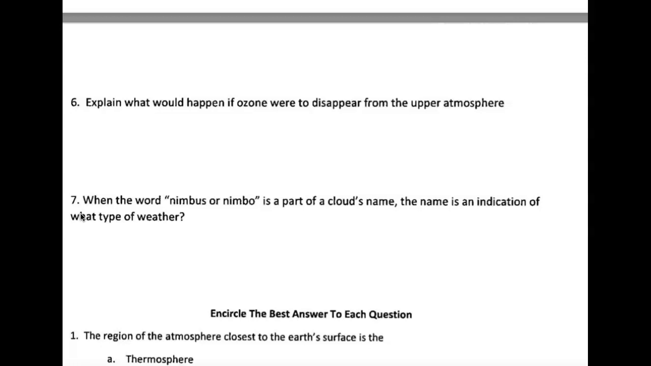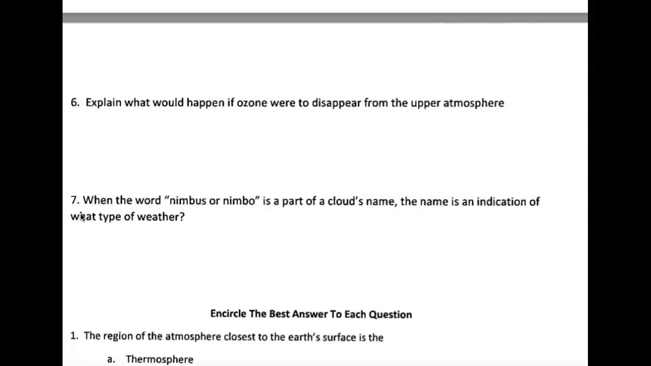Due to the ozone layer in the upper atmosphere, the molecules of ozone absorb incoming ultraviolet radiation, and that prevents it from getting to ground level where we live.